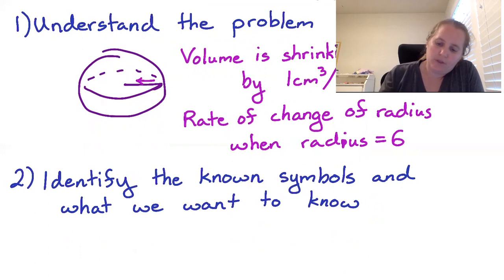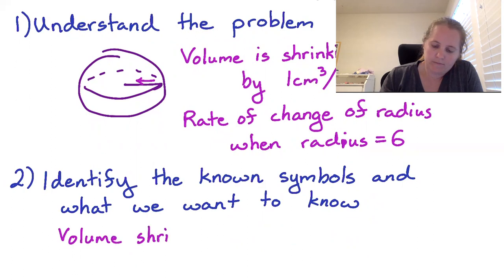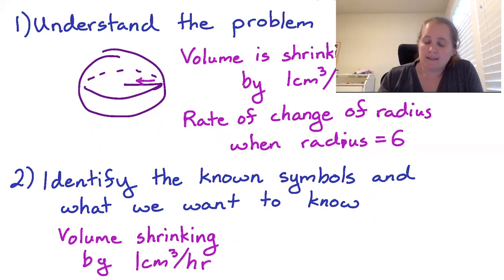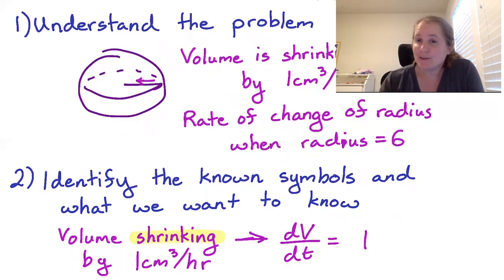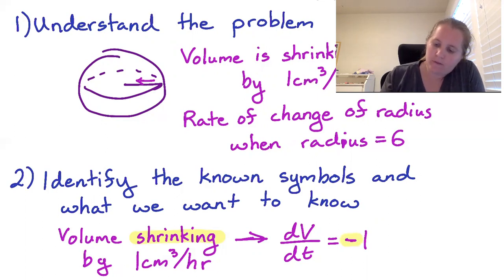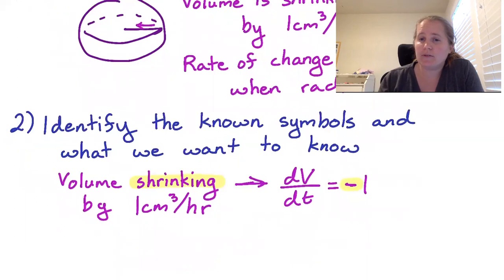So the volume shrinking by 1 cubic centimeter per hour. What this is telling us is the change in volume, or the rate of change in volume, dV/dt. We have a 1 for 1 cubic centimeter per hour. And then because it's shrinking, volume is getting smaller, it's decreasing. We should have a -1. Right? Volume is decreasing, so derivative should be negative.